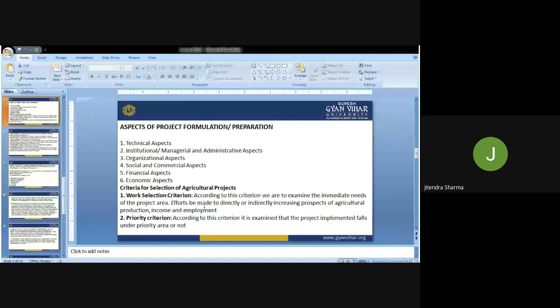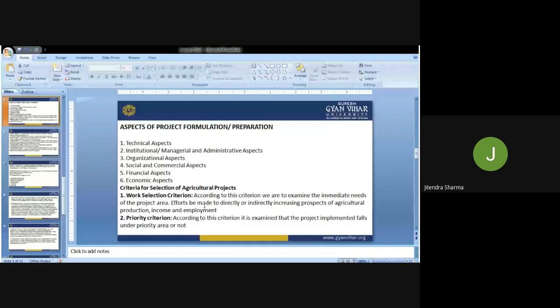Social and commercial aspects are both very much important. Socially, if the project is not acceptable, for example if we start a slaughterhouse in an area where we have a large Hindu population, then it will not be socially feasible, you will have to face agitation, and ultimately you will have to close down the operation of the project.